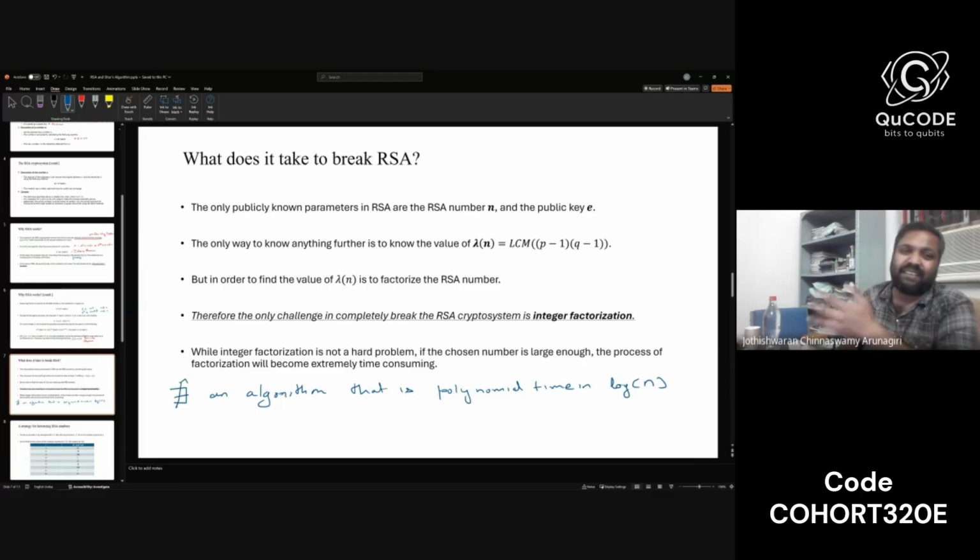So log n gives us an idea of the number of bits in the number. It essentially gives me the size of the number. So there is not a polynomial time algorithm in the size of the number. But that itself does not make it a hard problem, because, again, one more question to the audience.